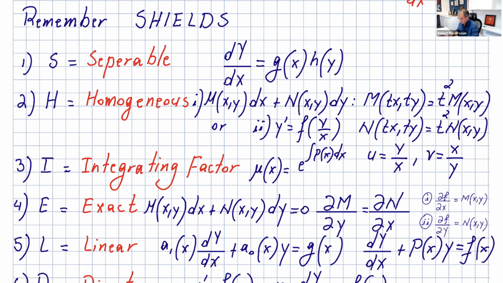For a homogeneous equation, you can take a look at the lecture. Usually you have M of x, y dx plus N of x, y dy, and M of tx, ty can be written as t to the alpha M of x, y, and N of tx, ty can be written as t to the alpha N of x, y. And again, these are alphas.